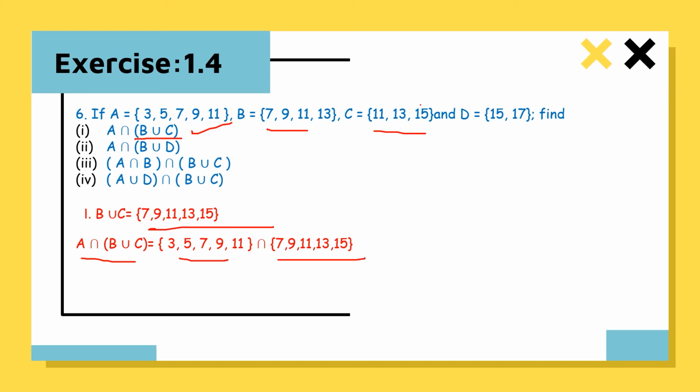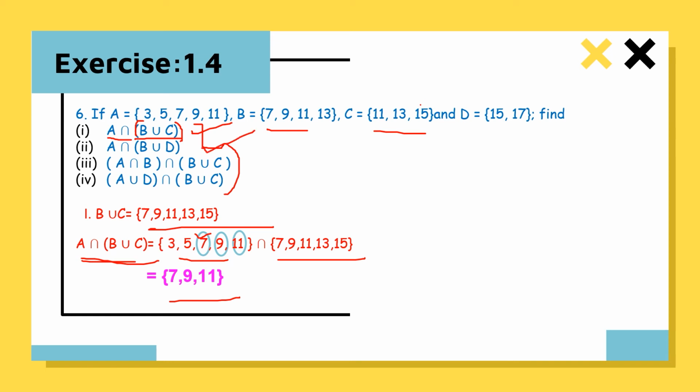Now you see what is common. In these 2 sets, what elements are common? 7, 9 and 11. See, here also you have 7, 9, 11. So A intersection B union C is 7, 9, 11. Got it, children? Yes. So when you have 2-3 steps involved in the operation, you have to do 2-3 steps extra only. So first you need to identify, as usual, like board maths. First you need to find out what this is, and with that answer you need to find out the intersection.